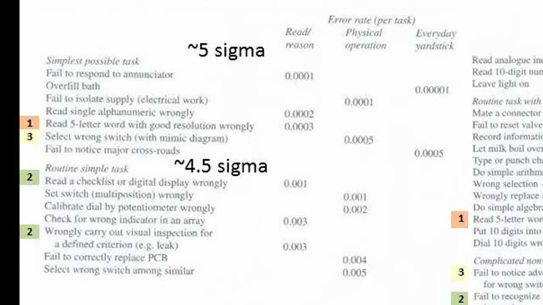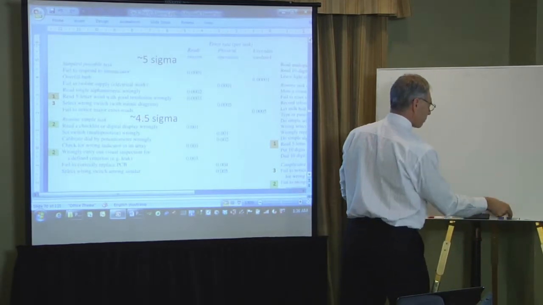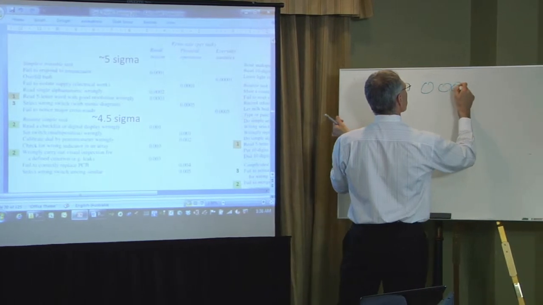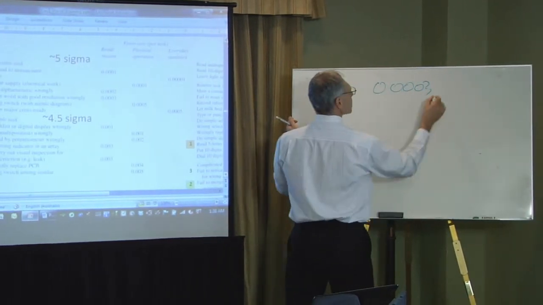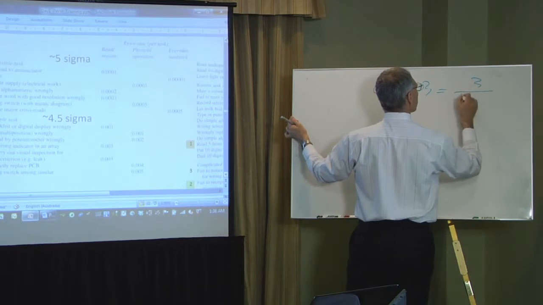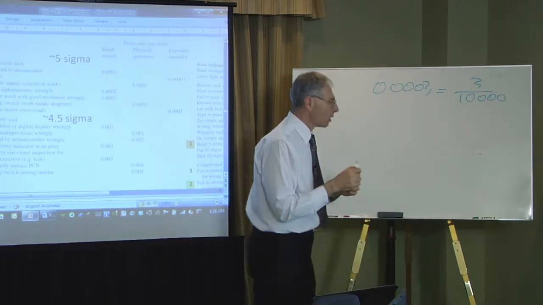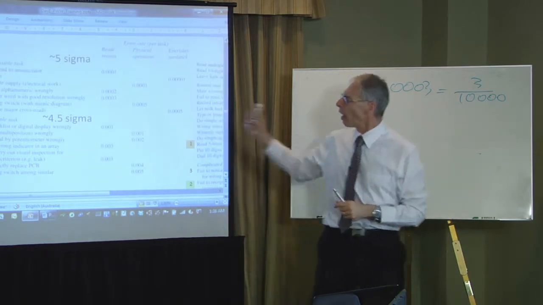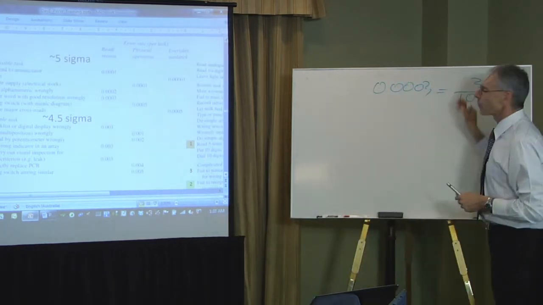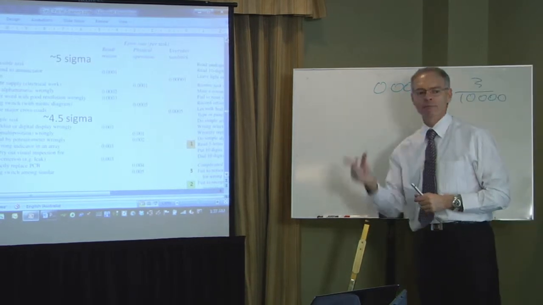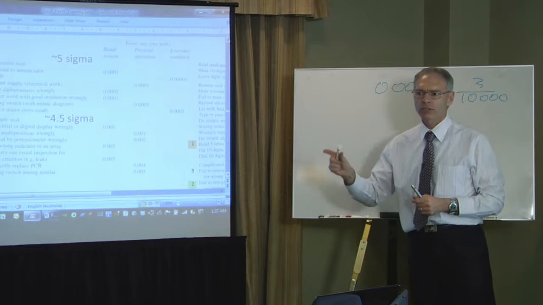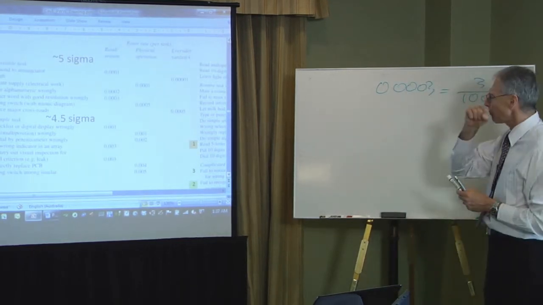So we have here human error rates in the order of 1 in 10,000. So for example, read a 5-letter word with good resolution wrongly, 3 in 10,000. Let me just explain that so that we get the numbering right. 0.0003 is the same as saying 3 over 10,000. So in 10,000 times of reading a 5-letter word with good resolution wrongly, 3 times we'll read that word, think it's something else, but think it's still right. We'll misread and think it's right, 3 in 10,000. Not very often, but it happens.